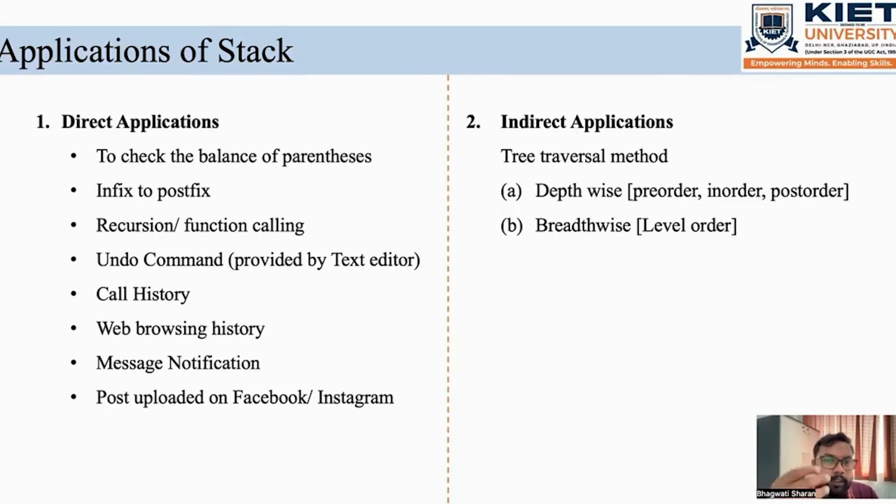Then we get the direct application and indirect application. Direct applications mean we can check parenthesis, infix to postfix, recursion. Recursion means a function calling itself again and again. Then if you are going for an undo command, any undo command we are doing, that is also kind of a stack. Call history, web browser history, message notification, post uploading on Facebook or Instagram. These are all direct applications of the stack.